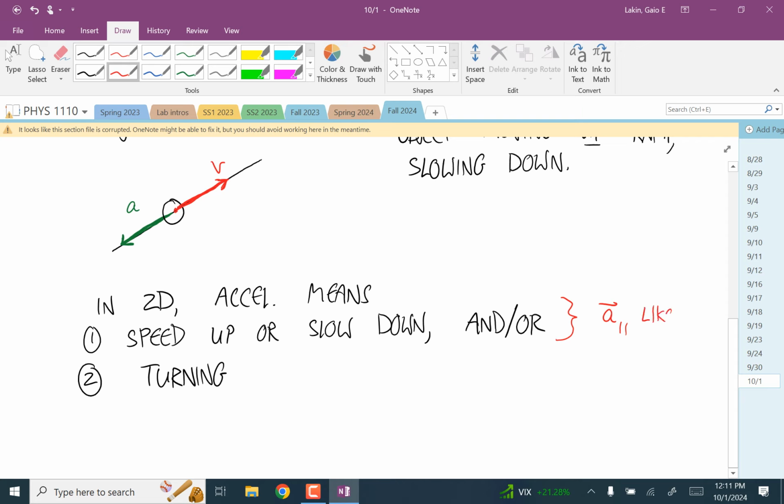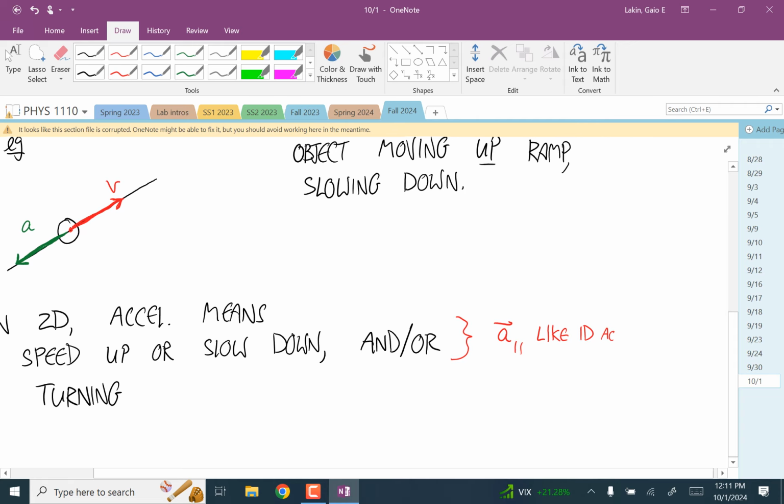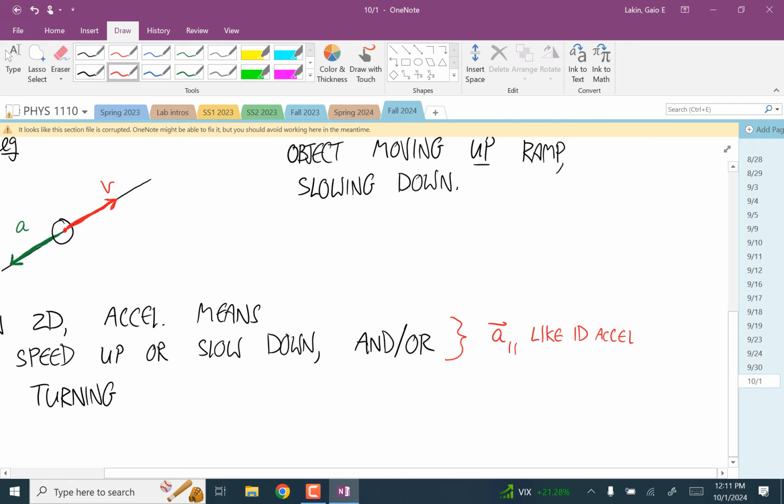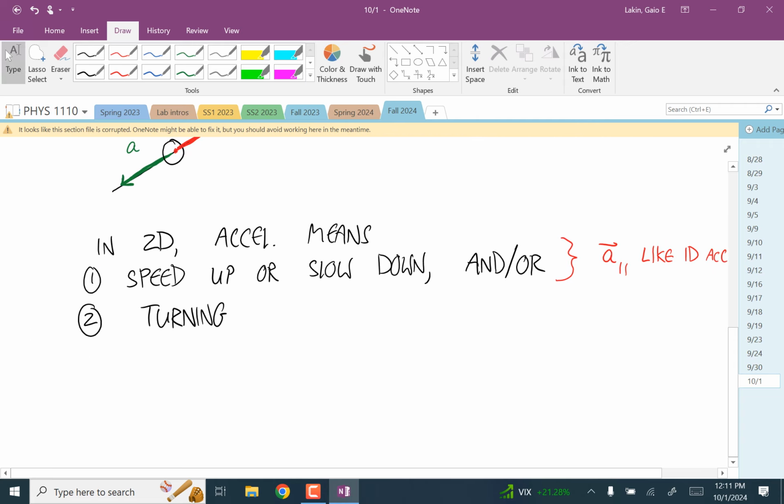So this is like one-dimensional acceleration. Turning is caused by a part of the acceleration that's perpendicular to the velocity. And this is a new thing. This doesn't exist in 1D.